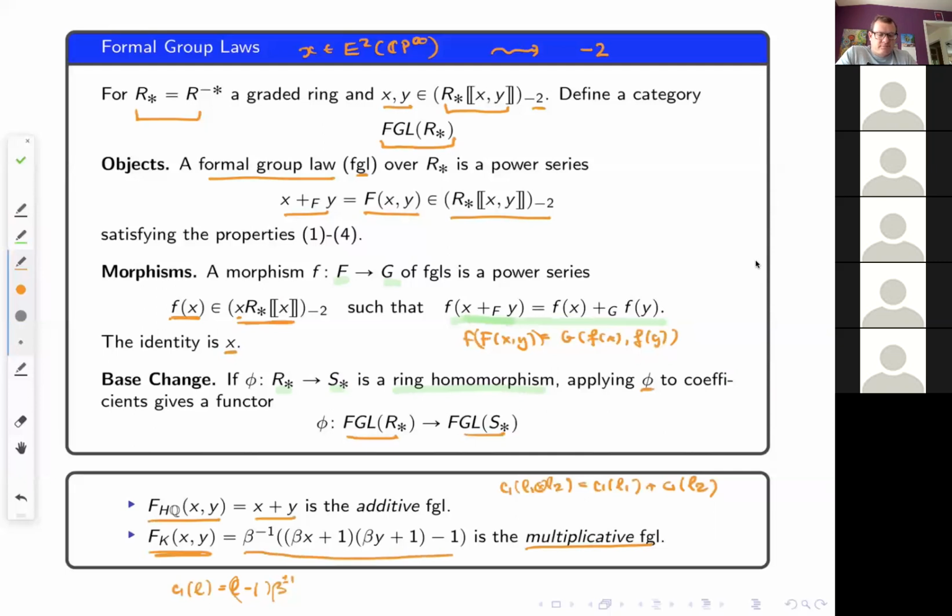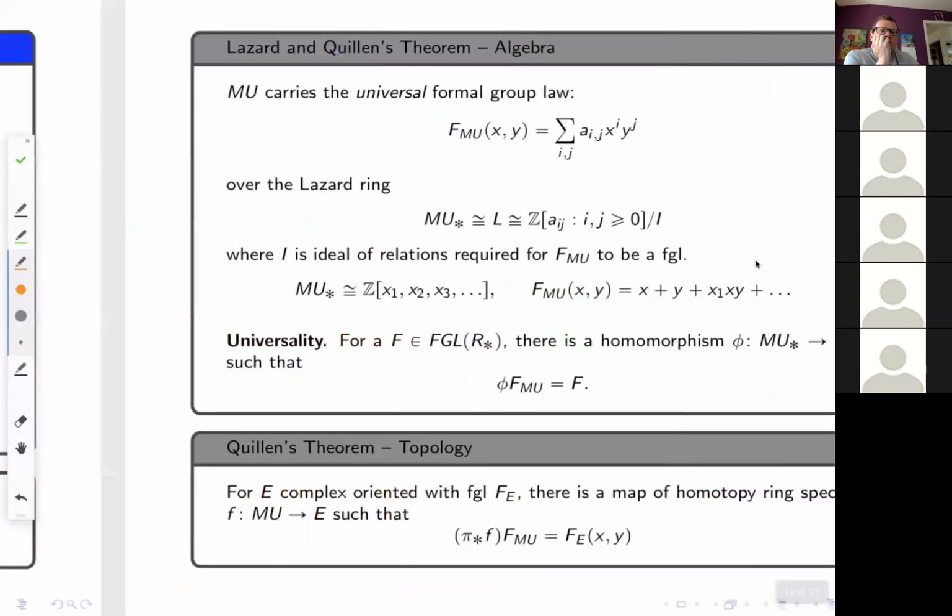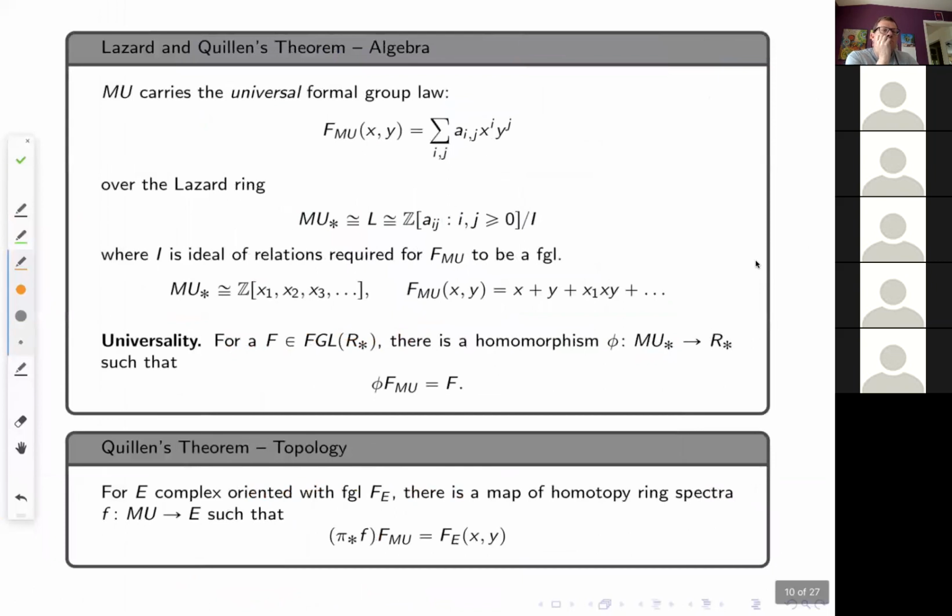You'll get something that I'm going to write like this. You can write it a lot easier, as x plus y plus beta xy. But I'm going to use this formulation because it's going to be nice later. All right, so that's two examples. Now you get the pattern. I'm going to do HQ, K, and then I'm going to do MU. So the next slide is going to be about MU. This slide is going to be combining a theorem of Lazard and a theorem of Quillen.